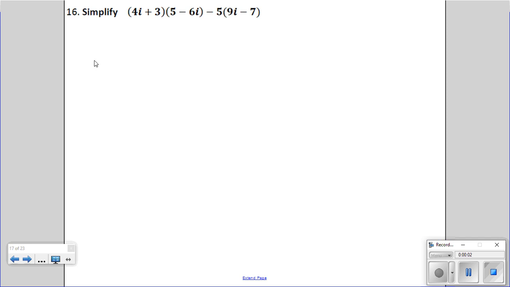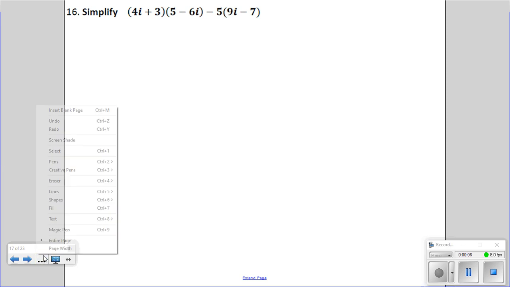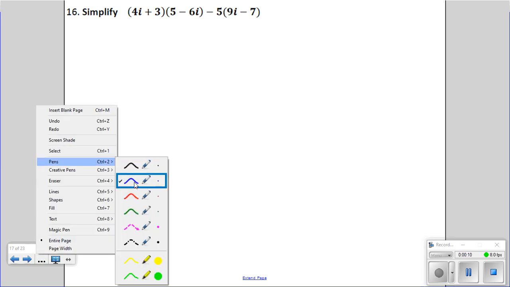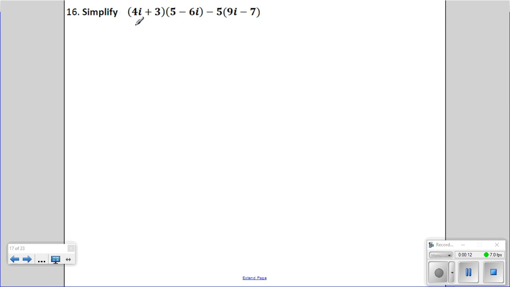Alrighty, folks, 5 more questions. Let's go. So again, we have a simplifying question, but this time dealing with i. The first 2 sets of parentheses have nothing in between, so we're going to multiply. So let's go. 4i times 5 is 20i.